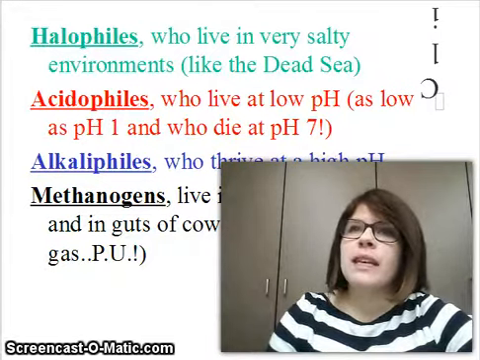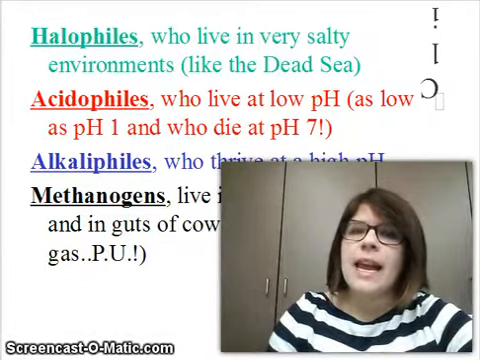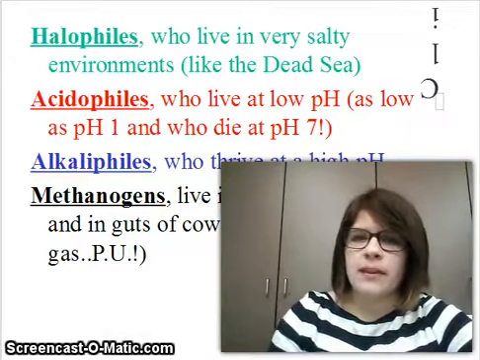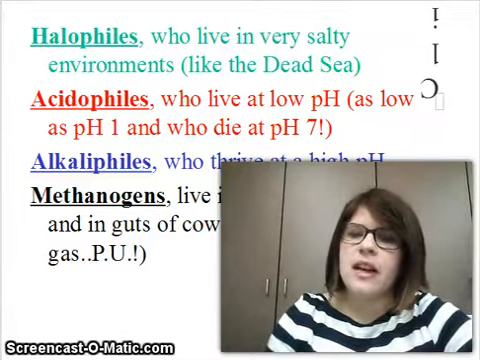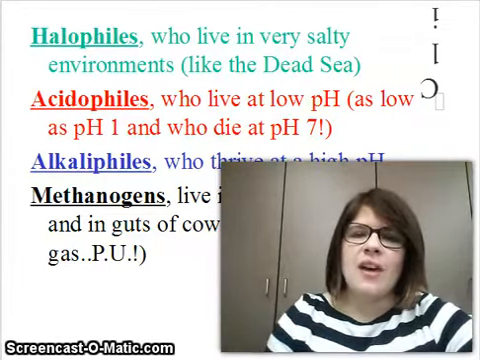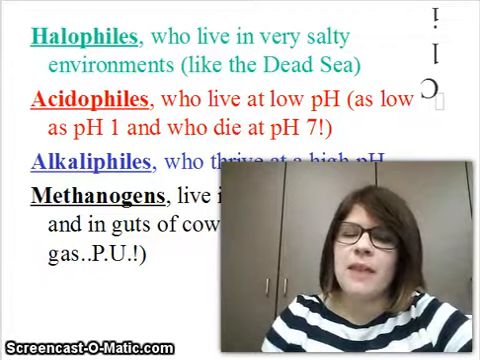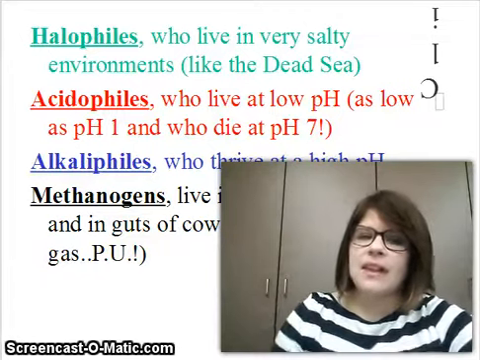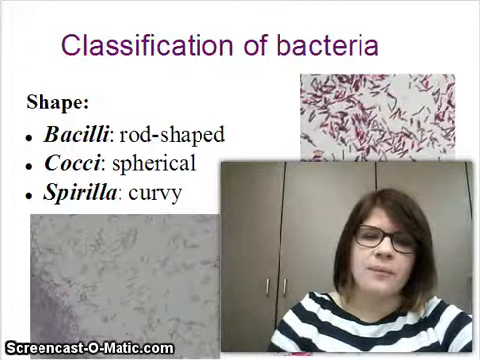And remember, pH below 7 is acidic. It goes all the way down to 1. It goes all the way up to 14, and above 7 is basic. So the alkaliphiles are going to live at high pHs. And then the methanogens, this is what you know, live in swampy marshes and guts of cows. It's what produces methane gas. And that methane gas is, yes, what comes out of that cow.